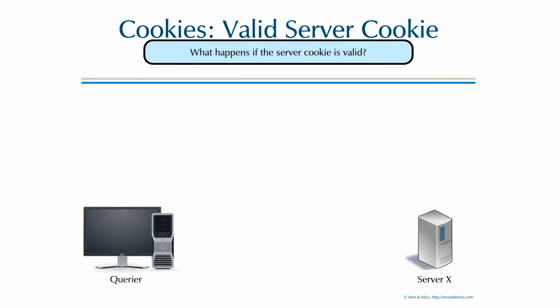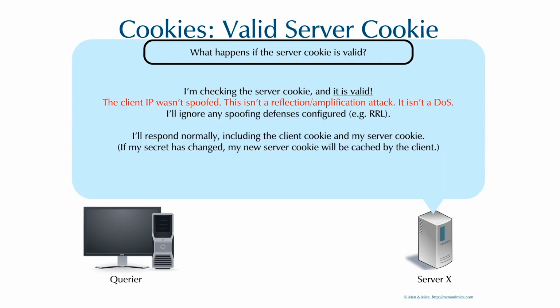What happens on the server? Well, let's assume that the cookie is valid. A query arrives at the server containing a server cookie. The server looks at the cookie and says, in this case it's valid. That's great. It's the same cookie I sent that client. By the way, I didn't have to save state.